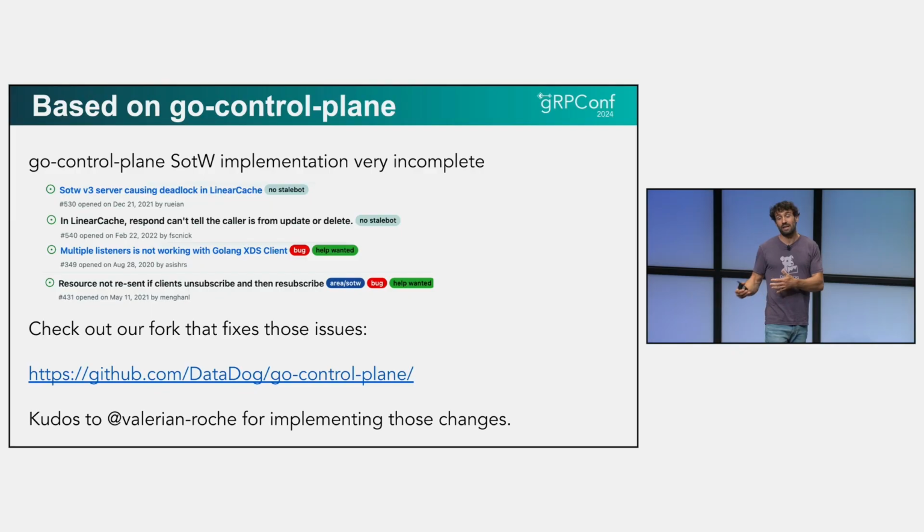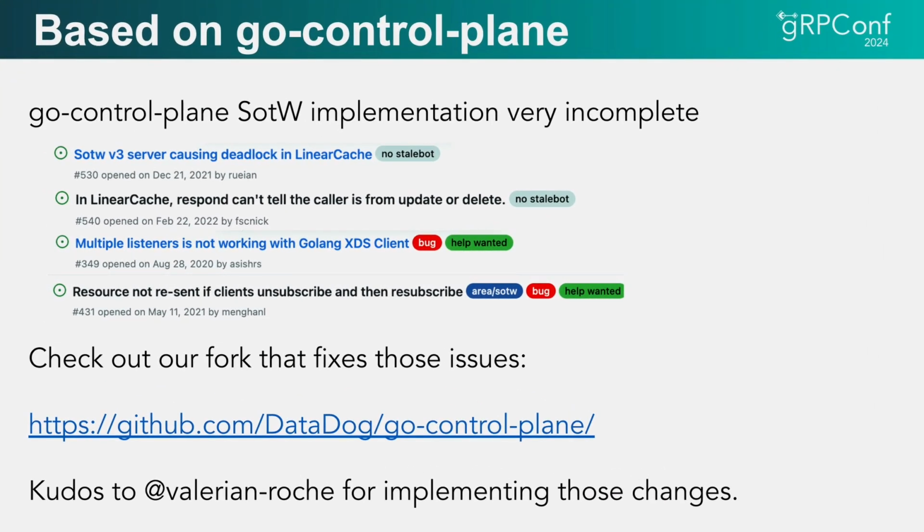And here the problem really is that we use Go control plane, which is the reference implementation of a control plane. Its implementation of the state of the world made a lot of assumptions on how Envoy works and was really broken when connected to gRPC. So we addressed all these problems. One of my colleagues, Valerian Roche, actually went and fixed all of this. It's available in our fork, which is public. He's also a maintainer of Go control plane, so hopefully those changes eventually make it upstream.